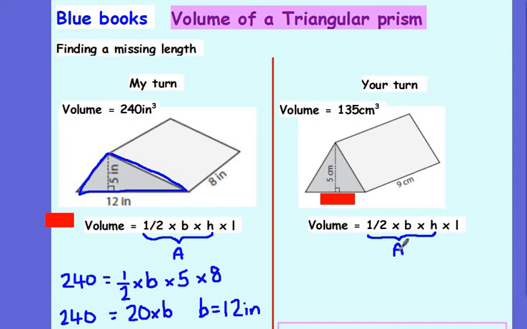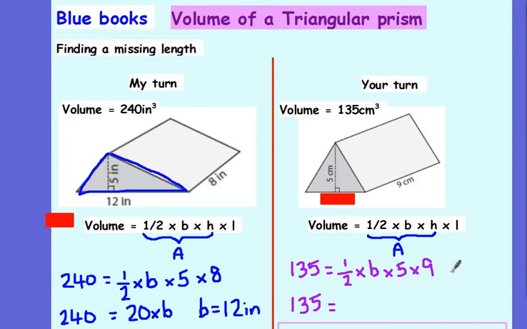Right, let's pop in all the values we know. We know the volume is 135. Half is just a number. We're trying to work out the base. We don't know what that is. The height is 5. And the length is 9. This time we know that 135 is equal to half times 5 times 9.